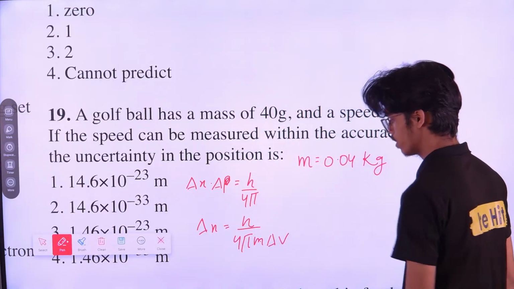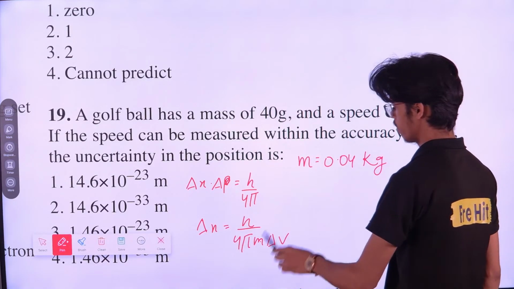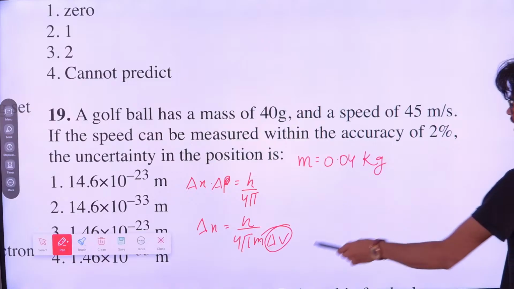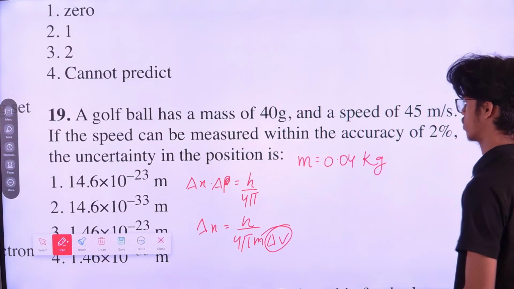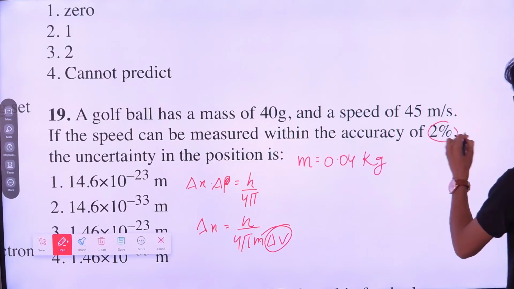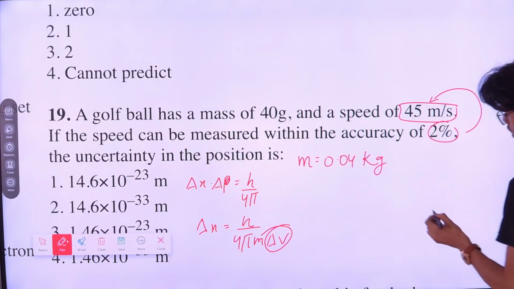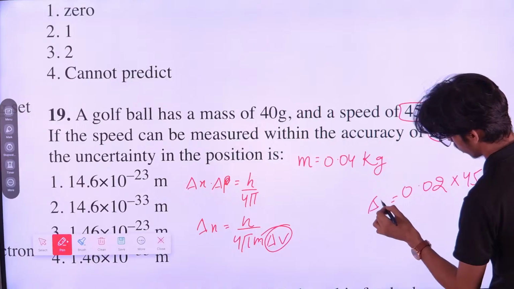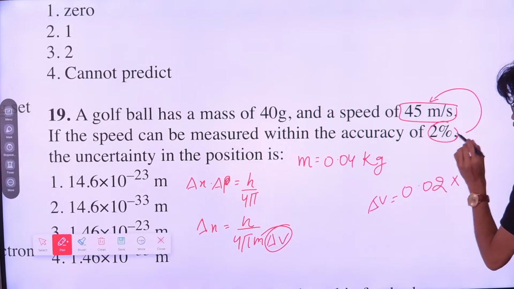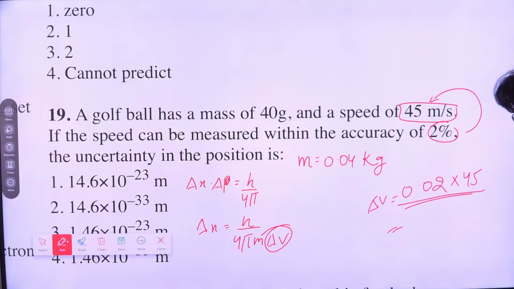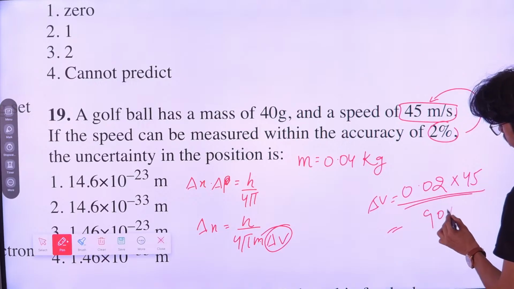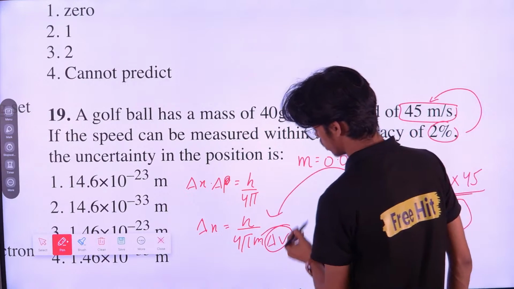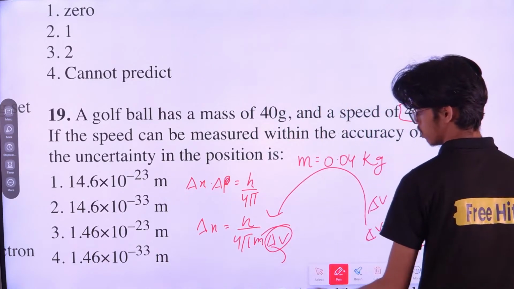Okay, we know the value of h. 4 and pi are constants. We know the value of m. We should know the value of delta v. How do we know the value of delta v? Delta v is the amount of error in the velocity. It is saying 2% error in this 45 meter per second of the velocity. So 2% error is how much? 0.02 into 45. This much is the error. Got it? In 45 meter per second, if there is 2% error, then you can calculate how much the error is. So 45 into 2 is around 90, right? Divided by 100, you will get the value of delta v, and if you put the value of delta v in this equation, you will get this answer.